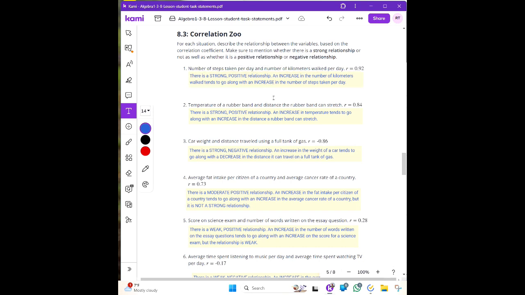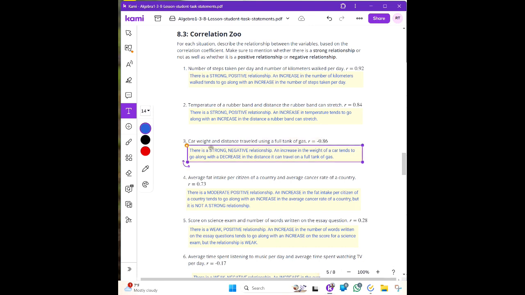Number two, temperature of a rubber band and the distance the rubber band can stretch. The correlation coefficient is 0.84, so there's a strong positive relationship here. What that means is an increase in temperature tends to go along with an increase in the distance a rubber band can stretch. So if you stretch that rubber band, you are introducing a force, and so that is going to increase the temperature, and that also increases the distance a rubber band can stretch. So if that rubber band is hotter, it's going to be able to stretch further. I think that's what I was trying to say.